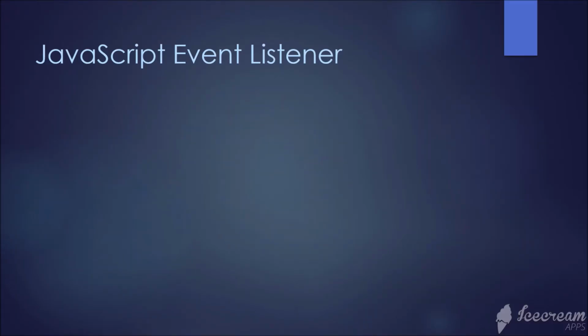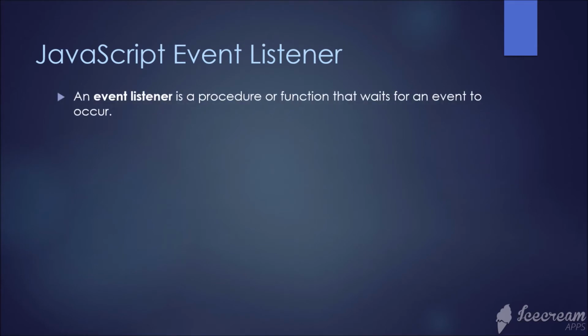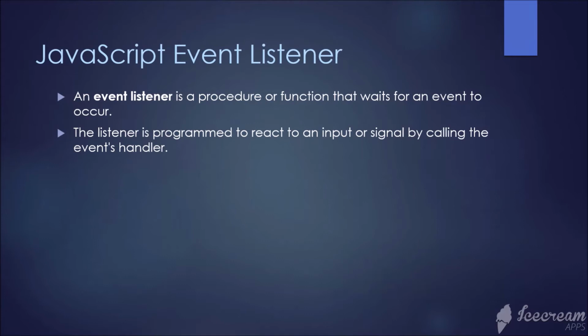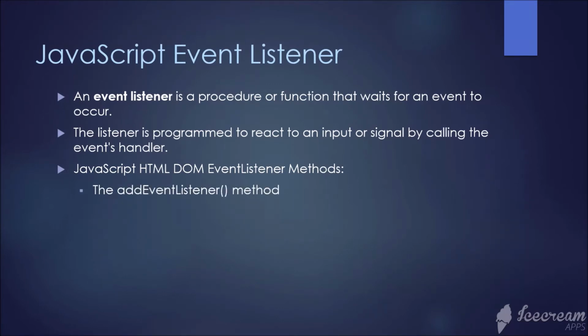Okay, so JavaScript Event Listener. An event listener is a procedure or function that waits for an event to occur. So the listener is programmed to react to an input or signal by calling the event's handler. So we have here yung JavaScript HTML DOM event listener methods. So first we have the addEventListener method, and the other one is the removeEventListener method. So these are the two methods na gagamitin natin on managing the event listener. Okay?